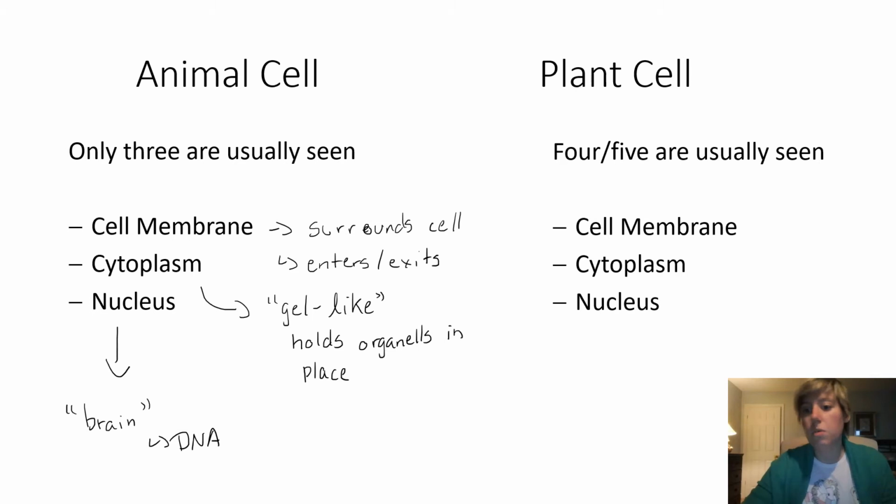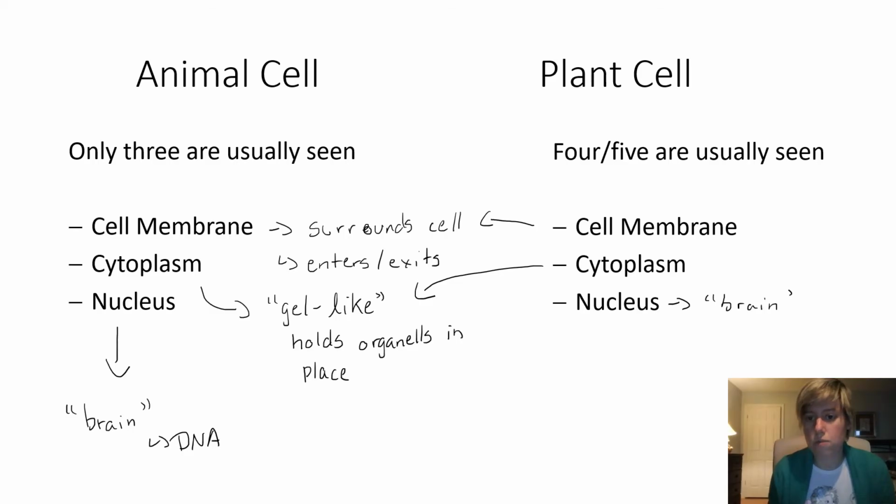But our key ones that you would see are, again, the 3 key ones that you would have in your animal cell, which is, again, your cell membrane surrounds the cell, your cytoplasm, your gel-like structure that holds your organelles in place, and, again, your nucleus, which is our brain.